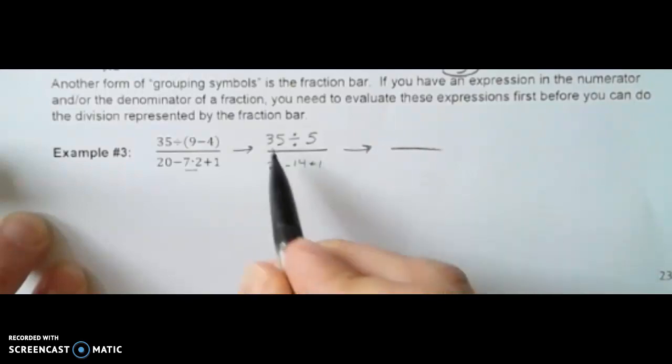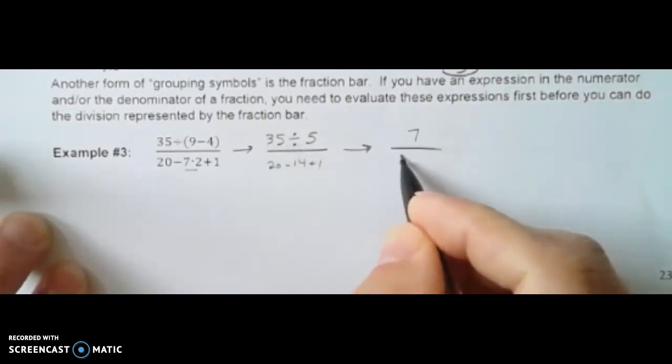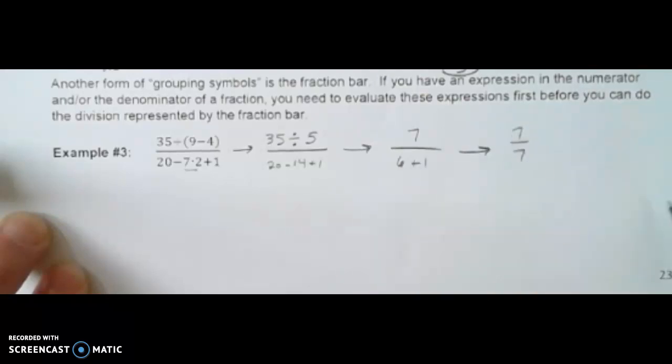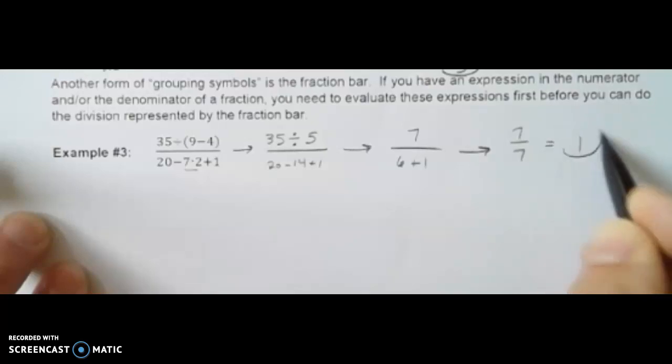In the numerator, 35 divided by 5 is 7. 20 minus 14 is 6. And then 6 plus 1 is 7. So this is 7 divided by 7, which is going to give us a final answer of 1.